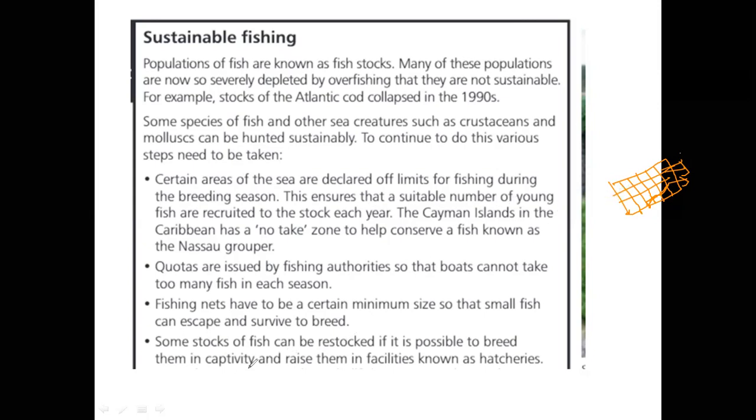Some stock fish can be restocked if it is possible to breed them in captivity. We can also breed fish in a specific place called hatcheries. They are breeding, mixing the sperm and ova of that fish, providing suitable conditions and nutrients, and growing that fish. And when that fish grows, they release it to where? To the sea. Those places are called hatcheries. So we should breed fish in hatcheries.